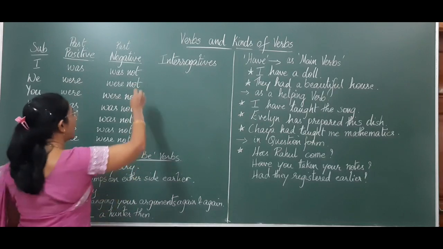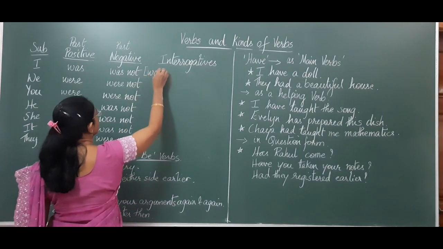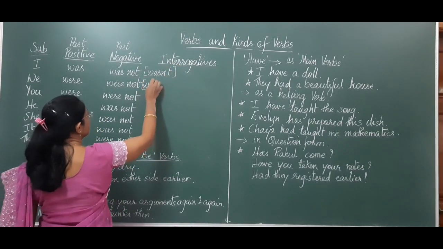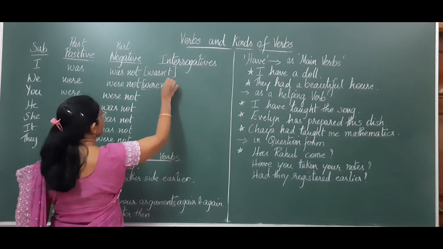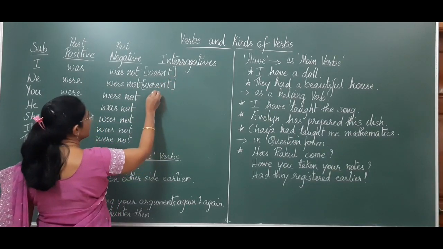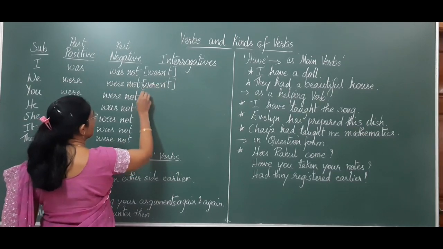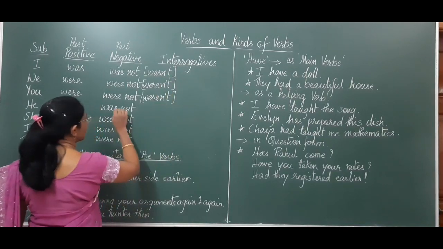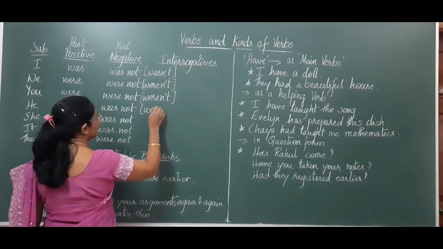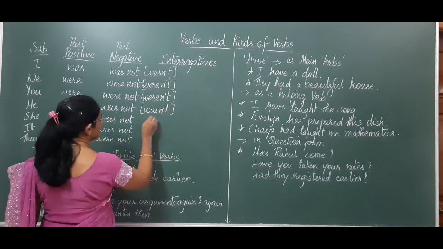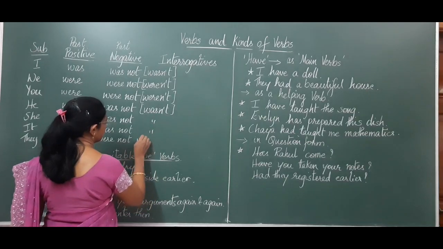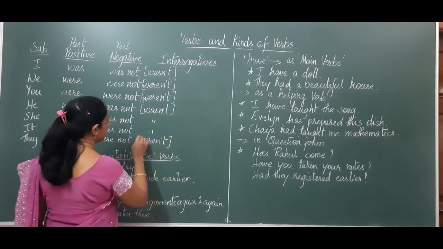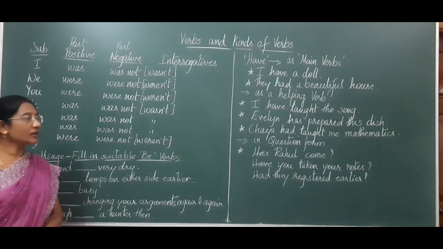Can be made short as wasn't, weren't, and weren't again, wasn't, weren't again. It can be made short this way.